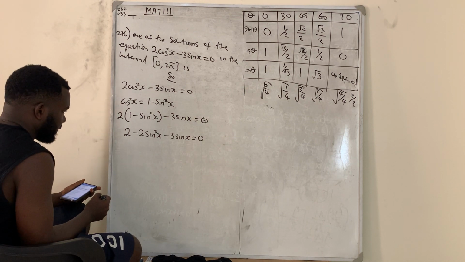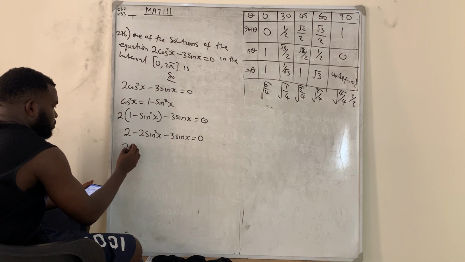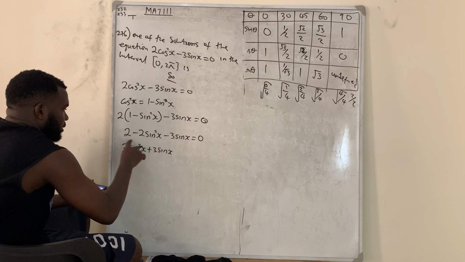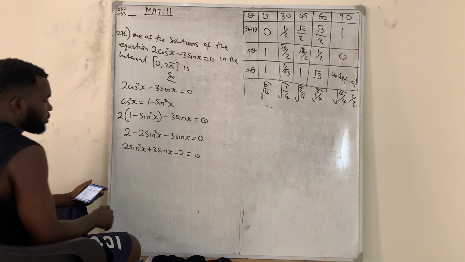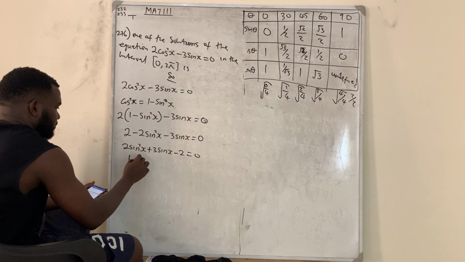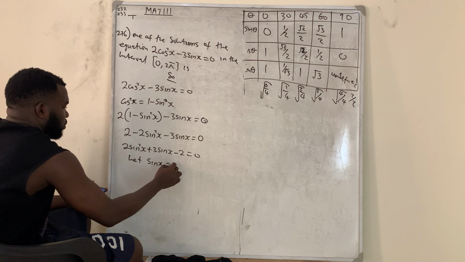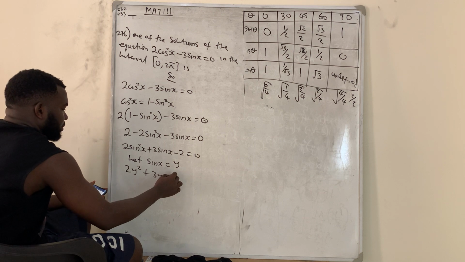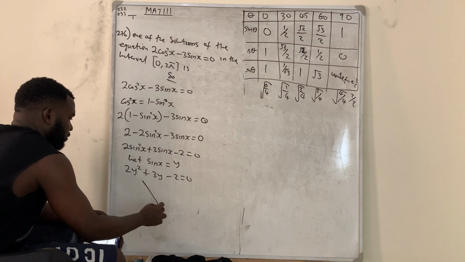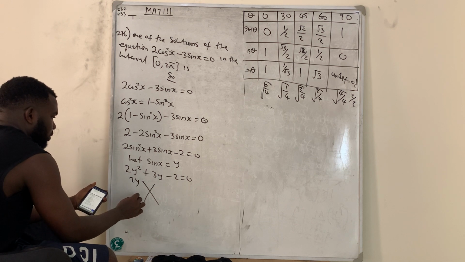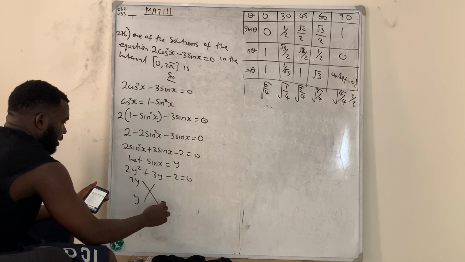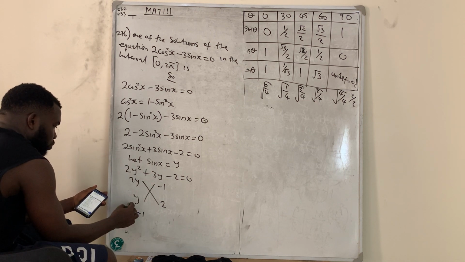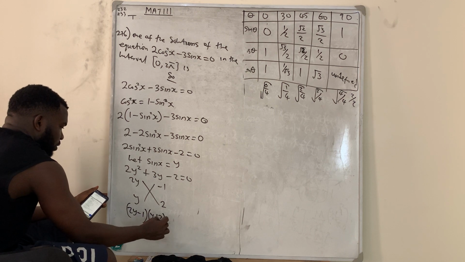So what do you have now? Arrange it very well. You have 2 sine squared x plus 3 sine x, then this one moving, you have minus 2 is equal to 0. Okay? So you now say let sine x be equal to y. So I'm going to have 2y squared plus 3y minus 2 is equal to 0. If I factorize using my normal factorization, I have 2y and y. So I'm going to have 2 here and then minus 1 here. If you cross multiply, you are getting this. So my answer is now 2y minus 1 and y plus 2 is equal to 0.